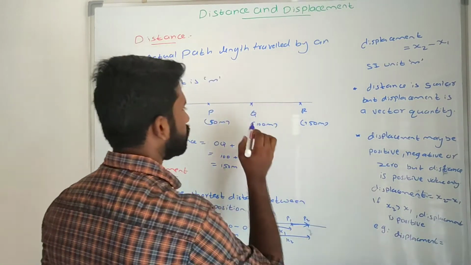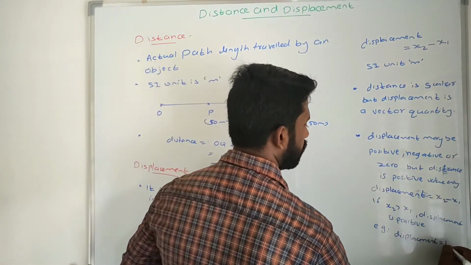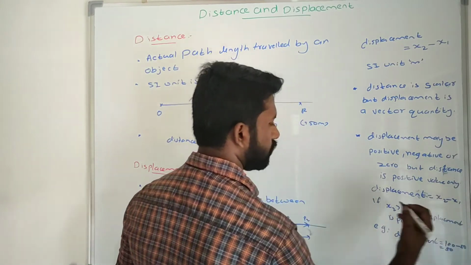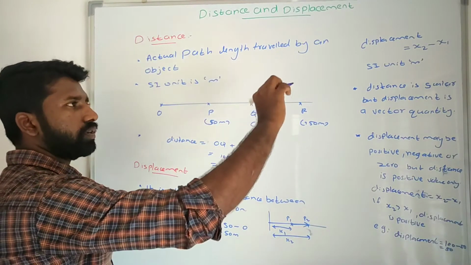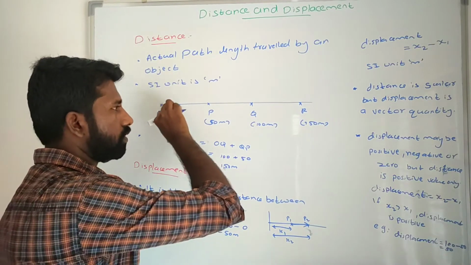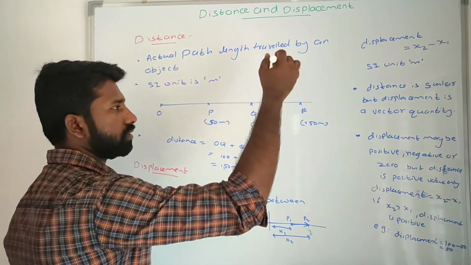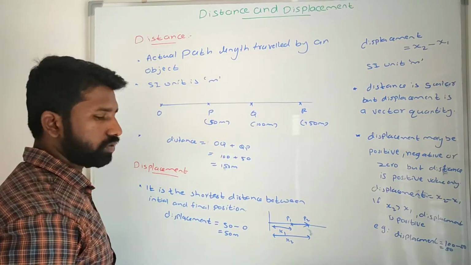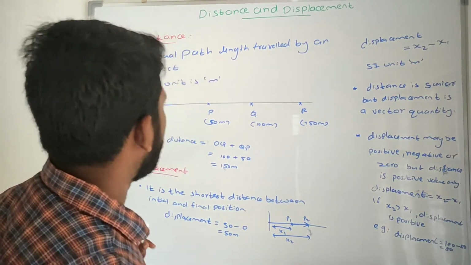Here the displacement is final position minus initial position, that is 100 minus 50. So you get 50. This is positive. What is the meaning? It is moving toward the positive x-axis. This is the positive x-axis, and this is negative.